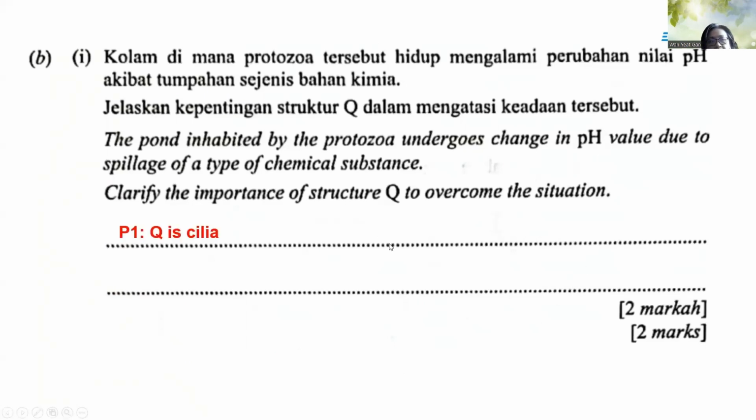Now, you must name Q first. Q is cilia because it is an unknown. So every time when there is an unknown, you must be able to name the unknown first to obtain your first mark. Okay, Q is used for movement by rhythmic beats. That means the paramecium will use cilia to move away from the acidic condition.